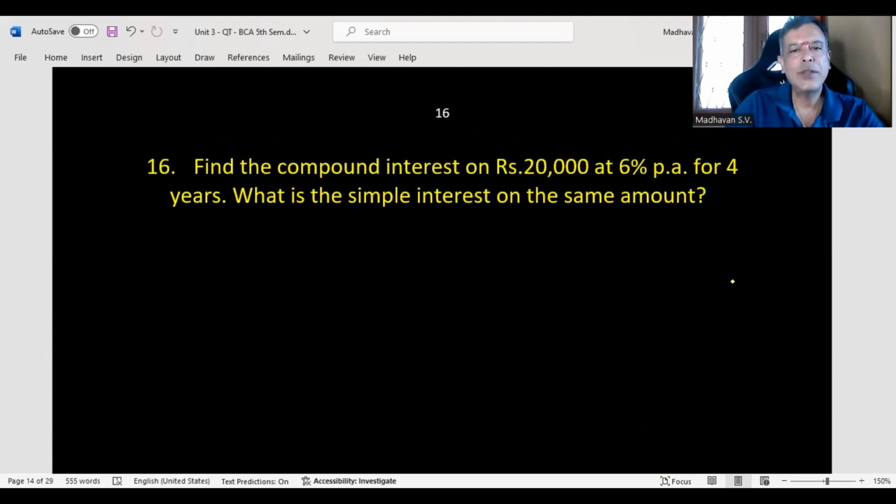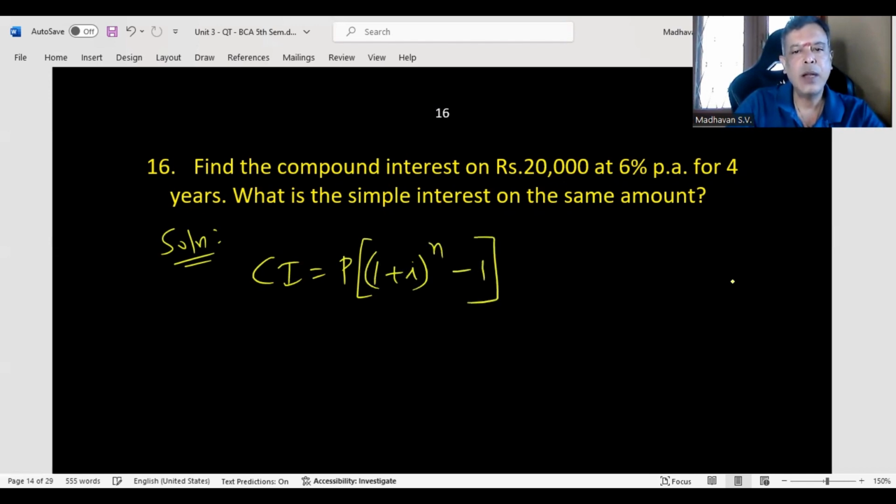Find the compound interest on rupees 20,000 at 6% per annum for 4 years. What is the simple interest for the same amount? First, let us calculate compound interest. Compound interest is P times (1 plus I) to the power of N, minus 1.